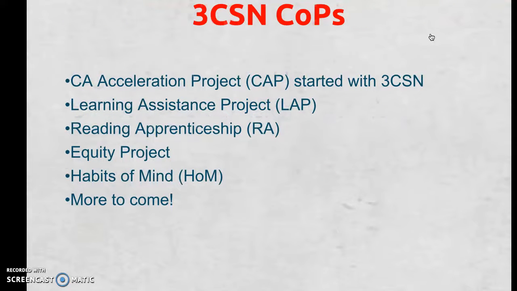And there are a myriad of 3CSN COPs. There's CAP, which you may have heard of before. That started with 3CSN. There's one that I care about a little bit, called the Learning Assistance Project. I co-lead that for California with two colleagues of mine. And there's also Reading Apprenticeship. This is another community of practice with 3CSN. There's something called the Equity Project, Habits of Mind, and we're developing more.